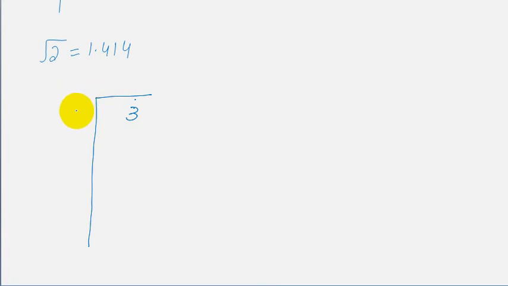Again, first step is we have to choose a number whose square is less than or equal to 3. 1 square is 1, 2 square is 4, which is greater than 3. So first choice is 1, 1 into 1. We get 1. 3 minus 1 is 2. Now we add 1 to this number and we get... Now 1 plus 1 is 2.